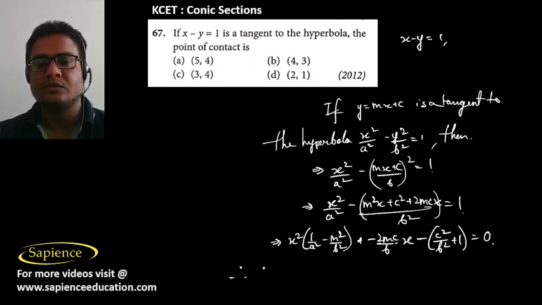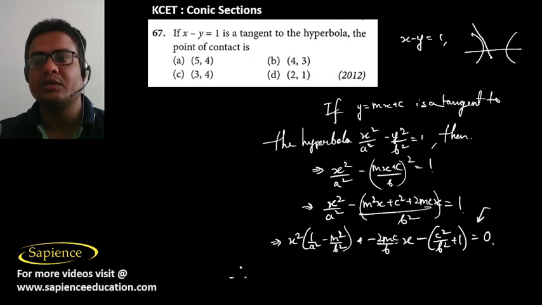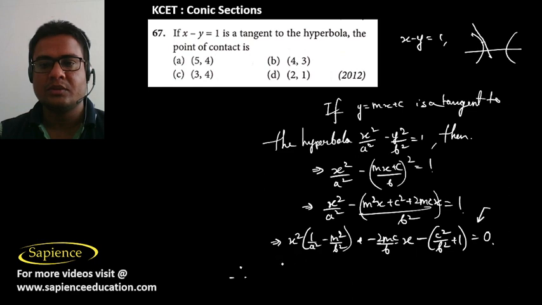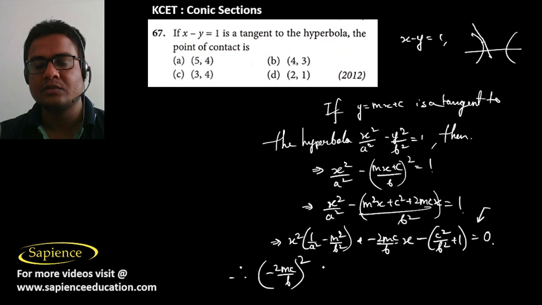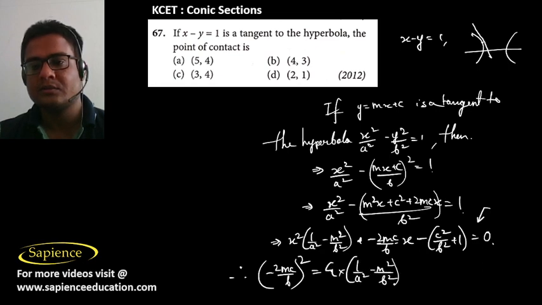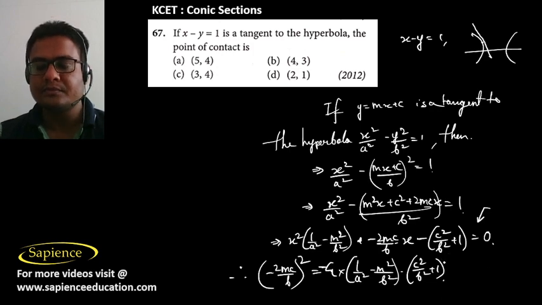So then it should have only one root, since the tangent will intersect the hyperbola at only one point. So this will be b square equal to 4ac, so (minus 2mc by b square) whole square, b square equal to 4ac, that is minus c square by b square plus 1.